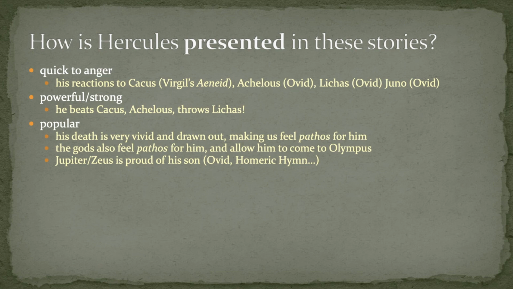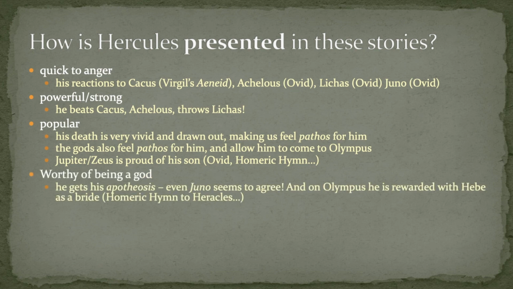and Zeus, the Greek version as well, which we get from Ovid, and we get from the Homeric Hymn to Heracles that we read in the Greek version. And he's clearly worthy of being a god. He gets to have that apotheosis, and even Juno seems to agree. And then on Olympus, he's rewarded with Hebe as a bride, beautiful-ankled Hebe. Again, we get that from the Homeric Hymn to Heracles.